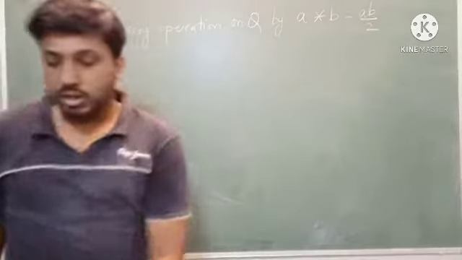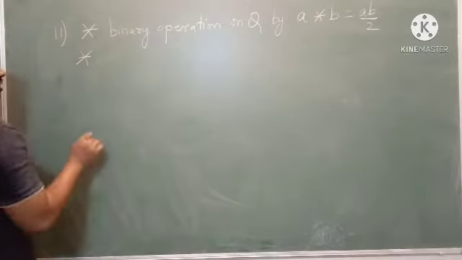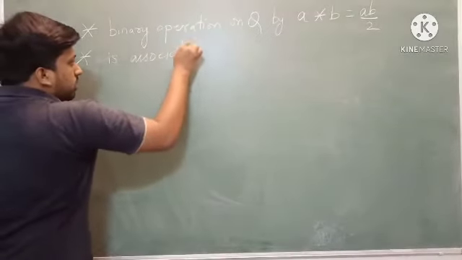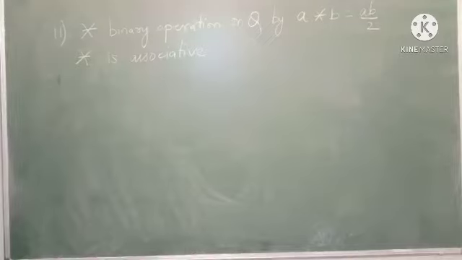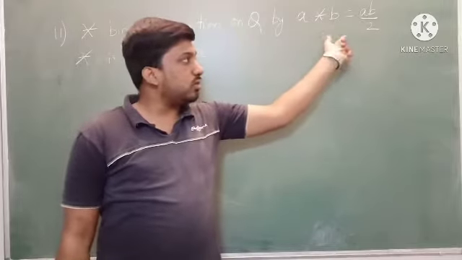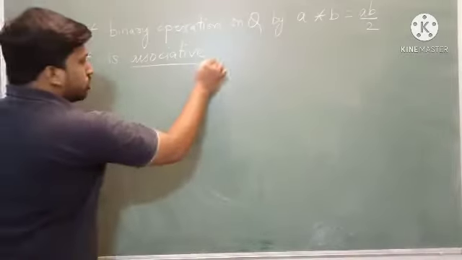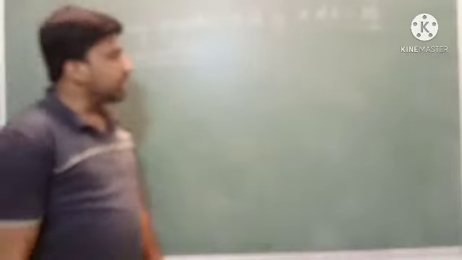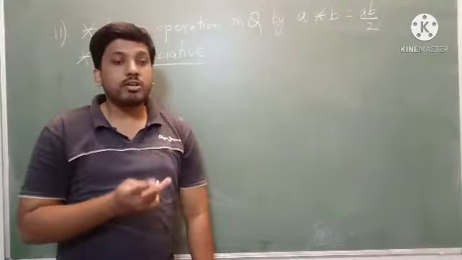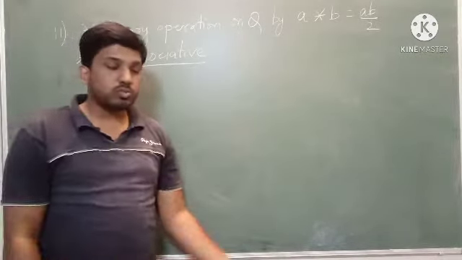So we need to show that star is associative. We need to show that this binary operation star on Q is associative. A star B is equal to AB by 2, it is given. Yes, it's very simple. So you know the associative property. What is the associative property? If we take 3 variables, then if you interchange the brackets, you will get the same answer. The equality sign is satisfied with respect to the associative law.